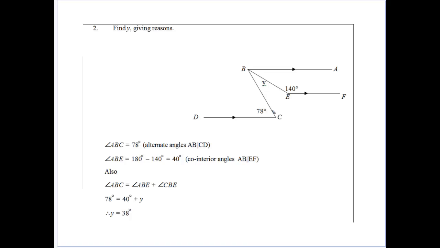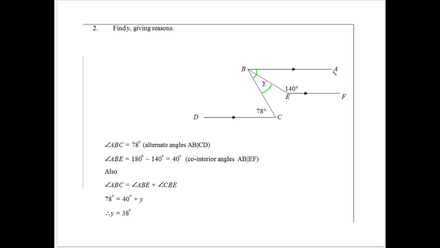So for example, when we're looking at a problem like this, we've got to find y here, and we've got to give reasons why. So let's start. We know that ABC is 78 degrees. That's 78 degrees because they're alternate angles. And I've mentioned the parallel lines here, and the reason I've mentioned it is because there's three parallel lines. But AB and CD cause those two to be alternate.